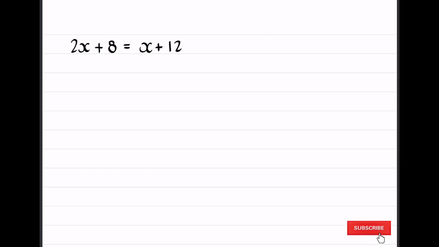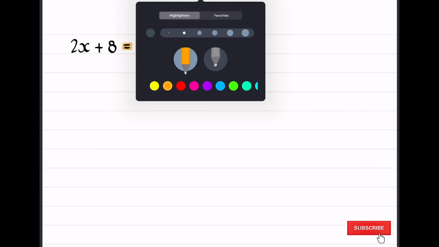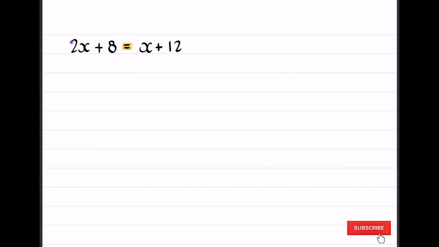Alright, over here we have an equation. How do we know that it's an equation? Because it has an equal sign. The other thing that we can notice is that we have x's on both sides of this equal sign. So we have a 2x on the left-hand side and we have an x on the right-hand side.